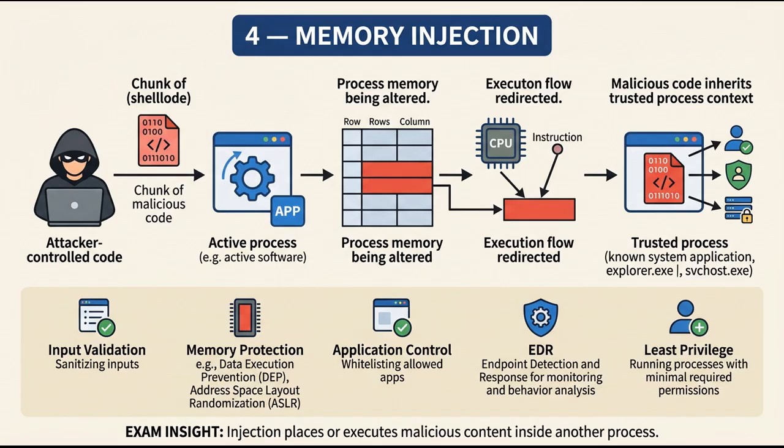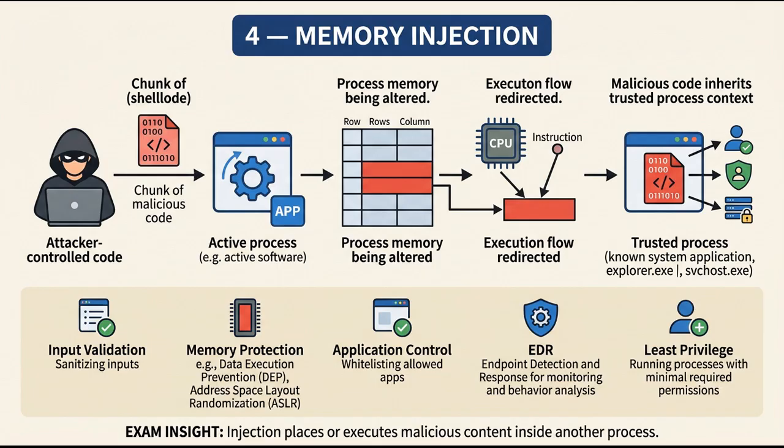Defenses include patching the initial weakness, least privilege, application control, exploit protection, behavioral endpoint detection, and memory protections provided by the operating system. Monitoring may look for one process opening another with unusual rights, writing to executable memory, or creating a remote thread. On the exam, distinguish injection from a simple malicious program running independently. The key clue is abuse of another process or its memory.